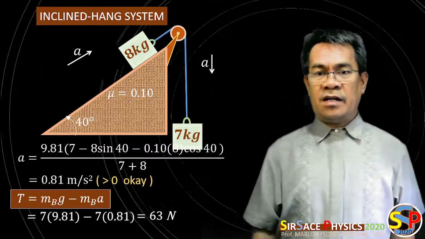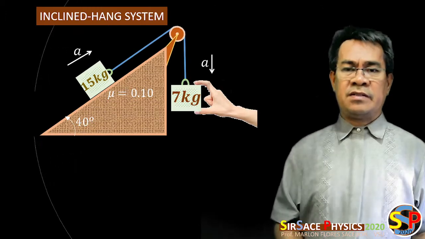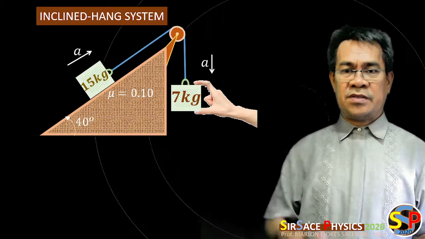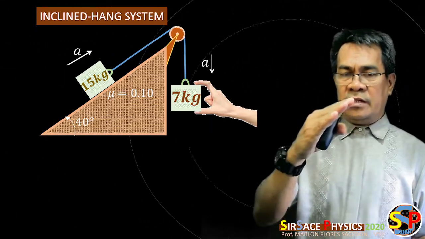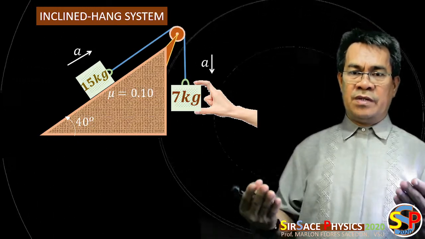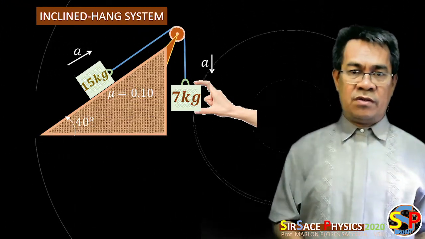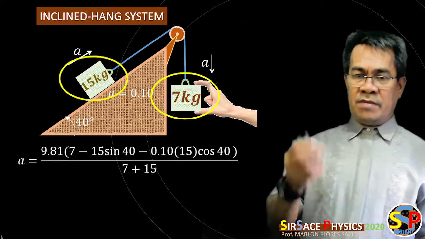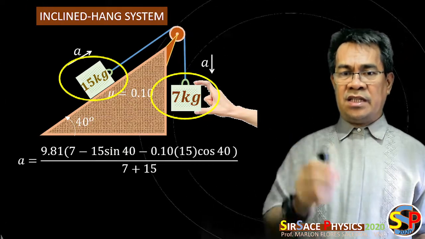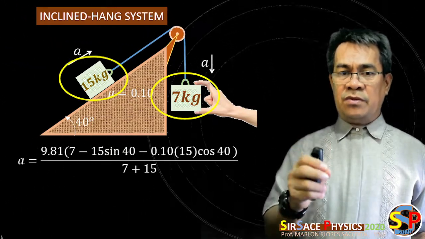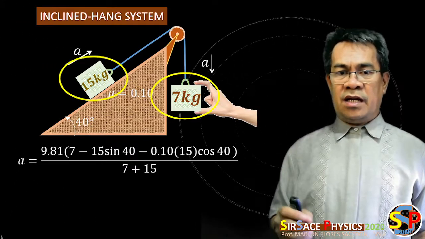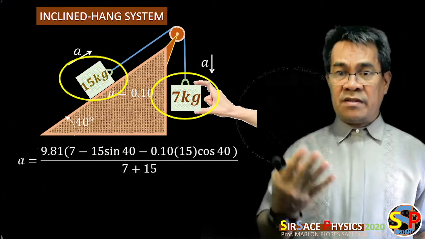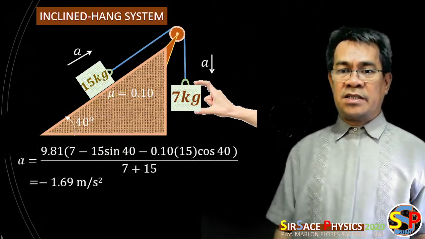Then another example: suppose we have 15 kilograms and the other is 7 kilograms. Do you think that the 15 will climb up the plane or down the plane? In order to answer this question, all you need to do is use the formula that we used previously: mass B minus mass A sine theta minus mu times mass A cosine of theta. Replace everything, then the result is negative.